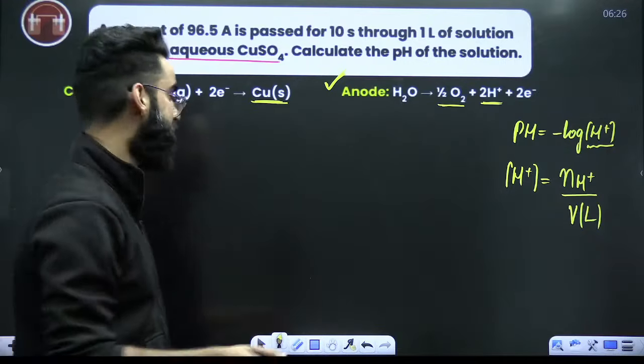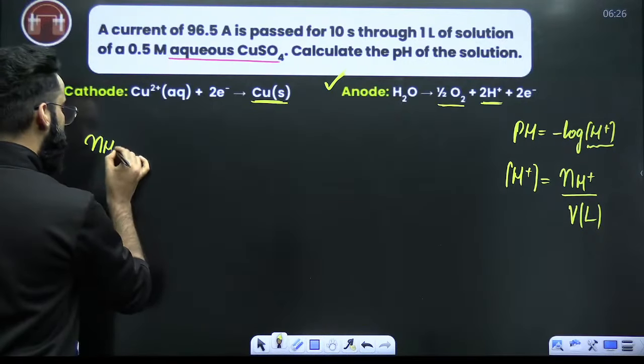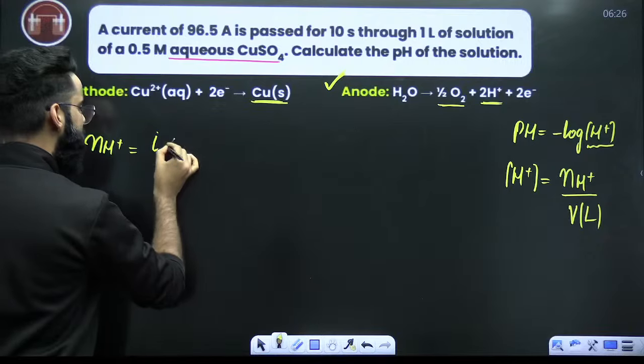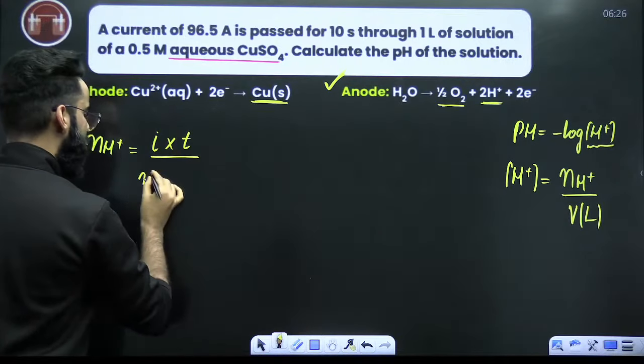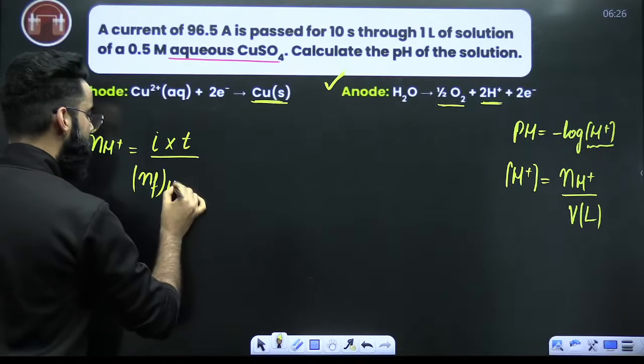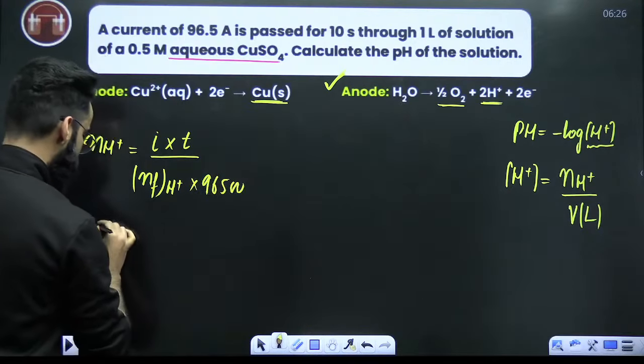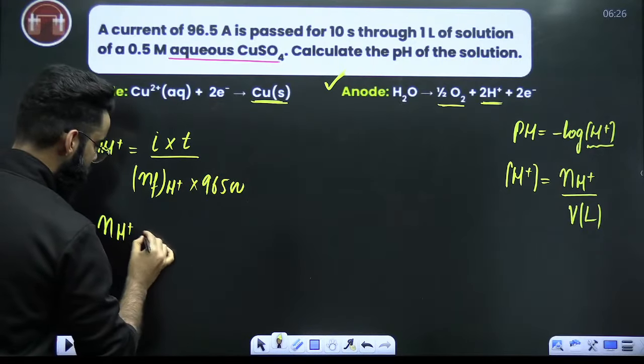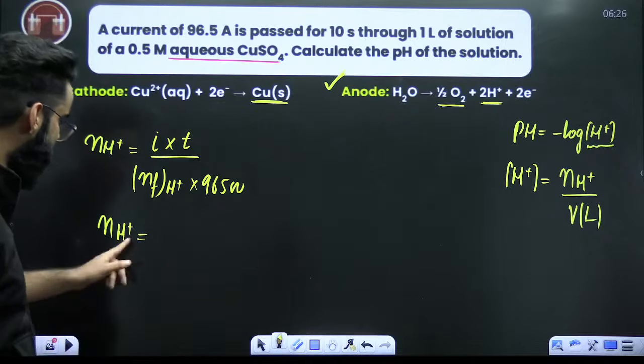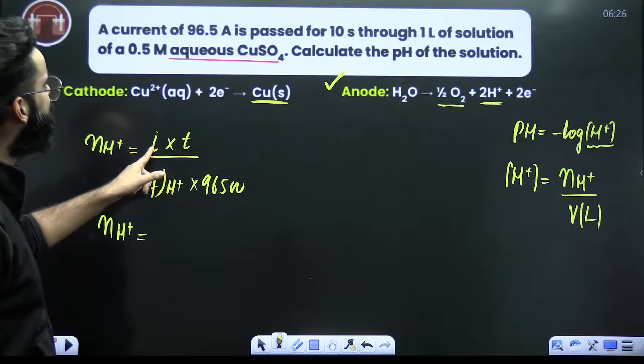With the help of Faraday's first law, I'll say number of moles of H positive liberated is equal to I multiplied by T divided by the N factor of H positive, multiplied by 96500. Correct? So the number of moles of H positives liberated in the solution is equal to, what is current?